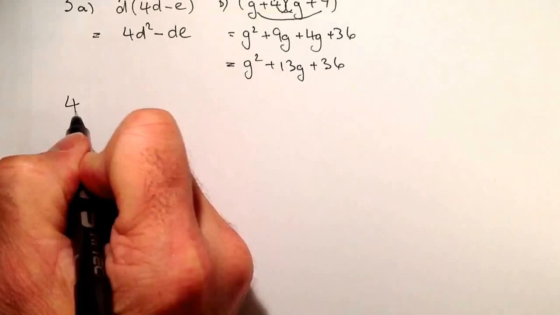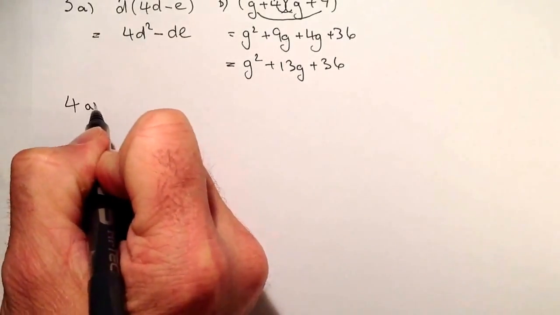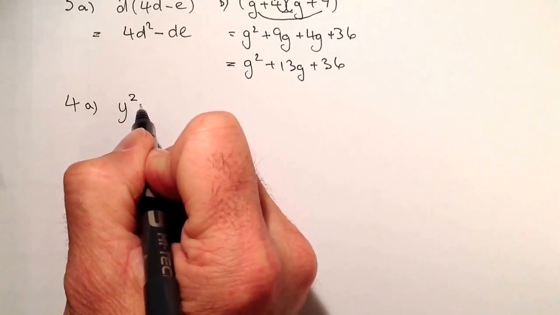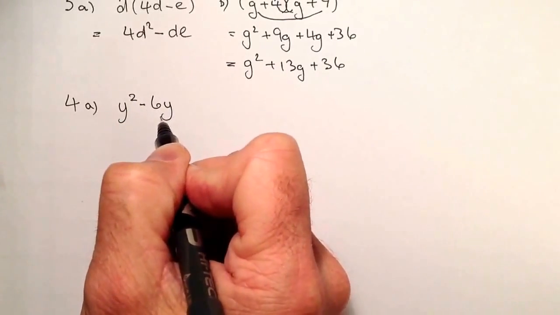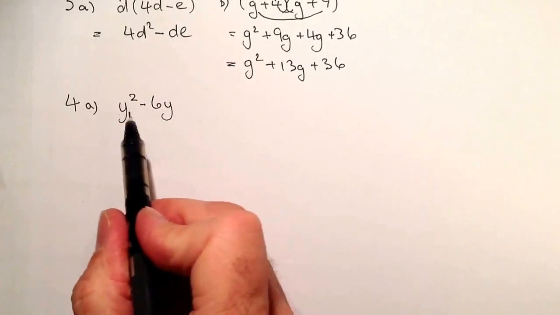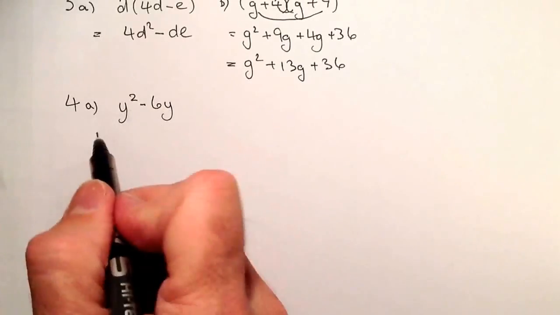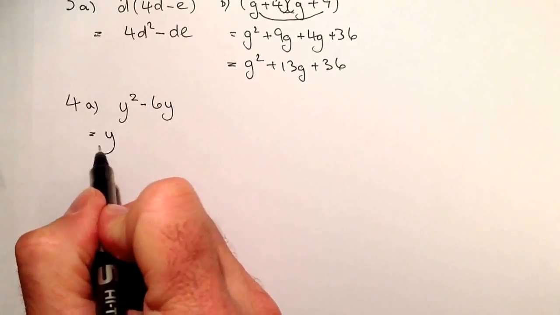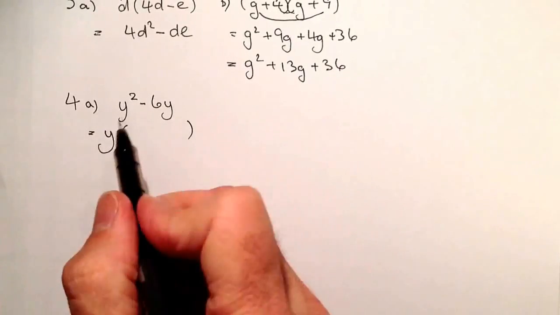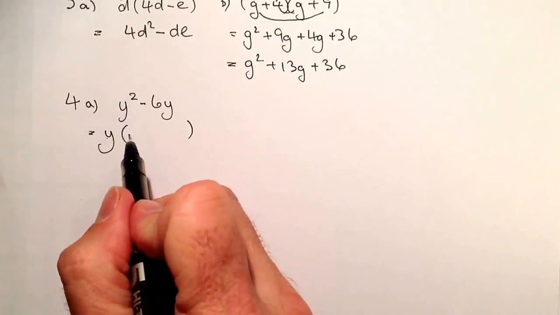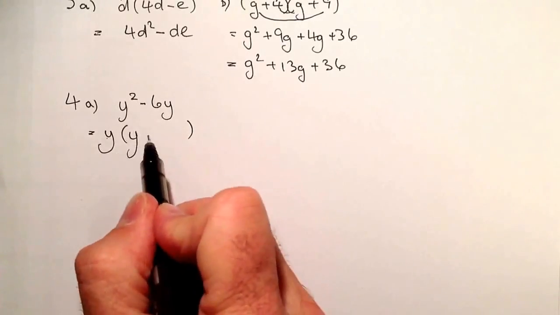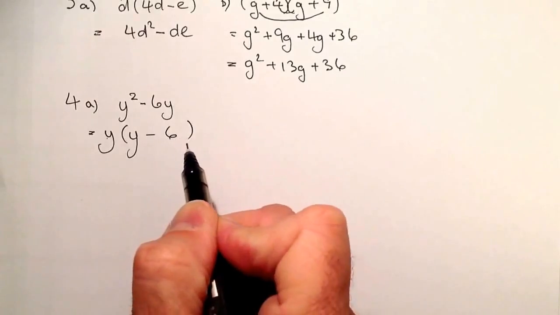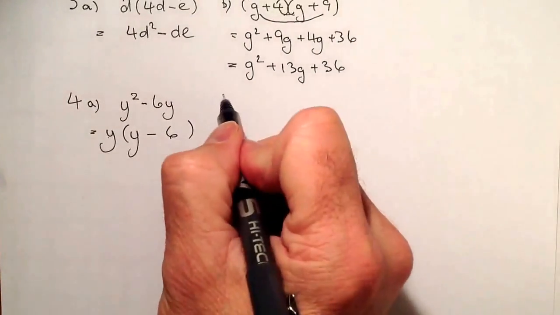And question 4 was all around factorising. Factorising, just putting it into brackets, so the reverse of what we've done up above. Okay, so this question here looks like a common factor question. So what's common between the two terms is y, so what I'm going to do is take y outside the bracket. So y times something gives me y squared, so it must be just y times y, and y times something gives me minus 6y, so it's going to be a minus 6 that's going to appear in there. That's that question complete.